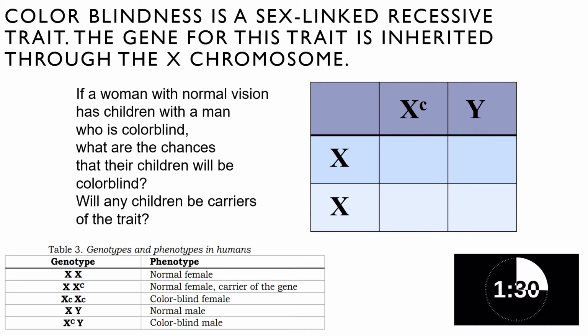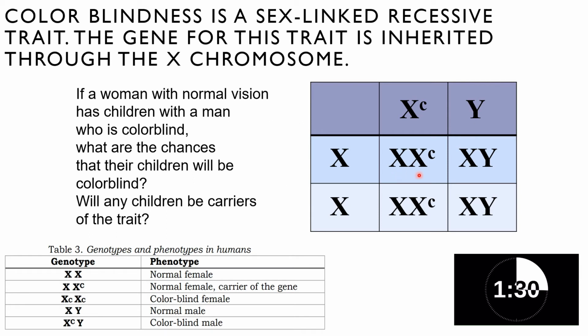Okay, timer stop. So what is the possible answer? Okay, so this is the genotype for this one: XXC and XY. The question is, what are the chances that their children will be colorblind?